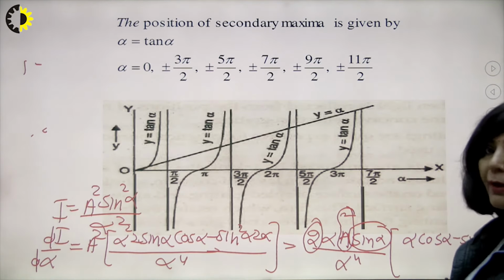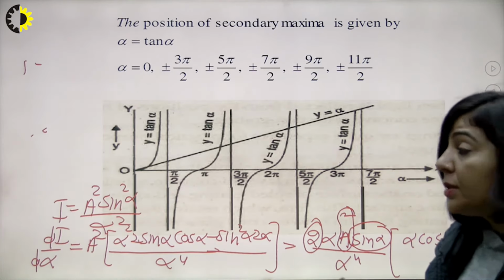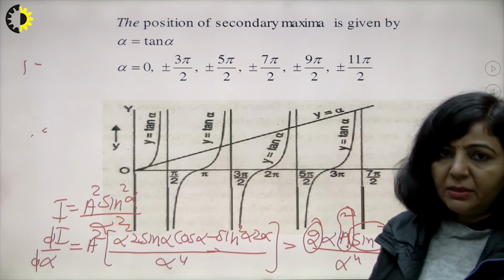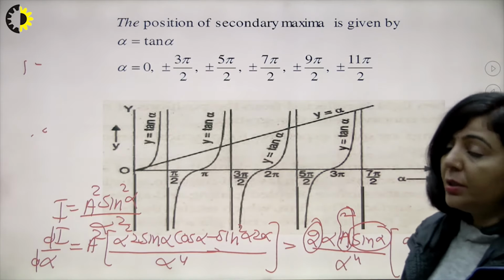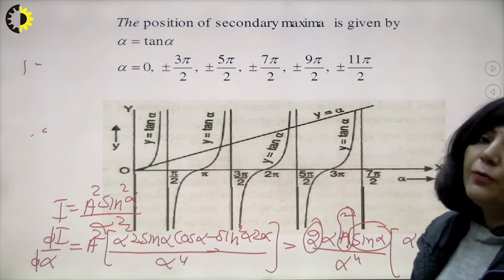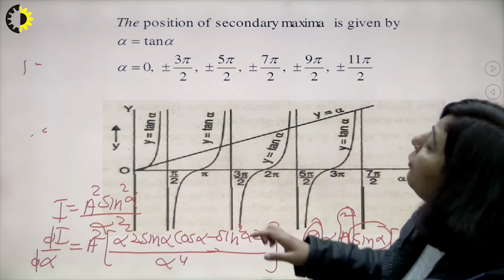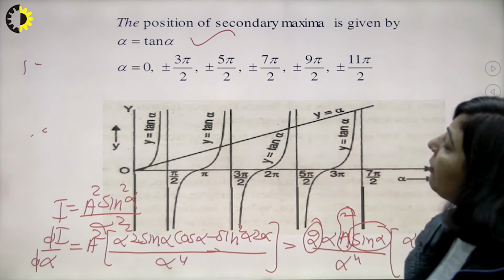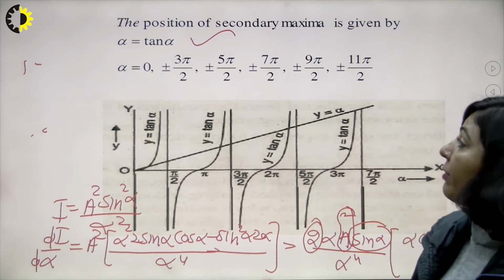Now the remaining factor, alpha cos alpha minus sin alpha, should be 0. Since the other two conditions are already decided, alpha equal to 0 being principal maxima and sin alpha equal to 0 being minima, the remaining condition, alpha cos alpha minus sin alpha equal to 0, or alpha cos alpha equal to sin alpha, or alpha equal to tan alpha, is the condition of secondary maxima.